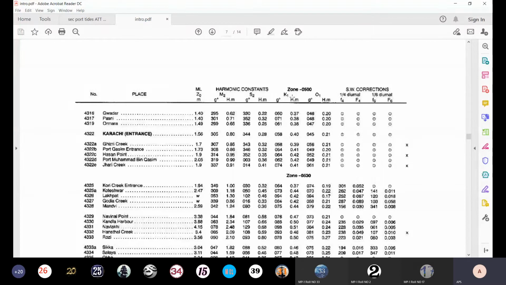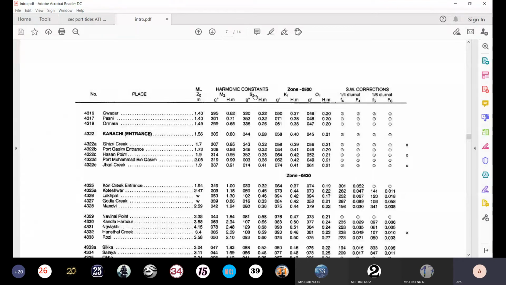K1 means again moon, predominantly moon, but only one high water, one low water in 24 hours. So these are known as diurnal tides. So K1 is related to predominantly moon with diurnal effect. O1 is related to sun with diurnal effect. M2 is related to moon with semi-diurnal effect. S2 is related to sun with semi-diurnal.